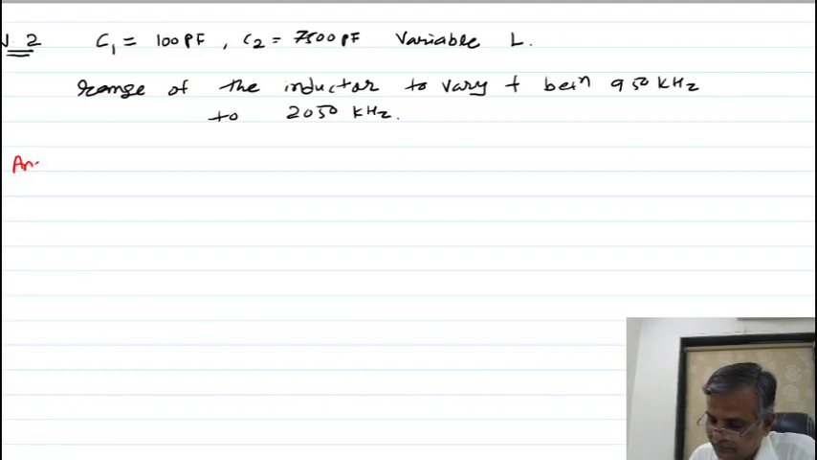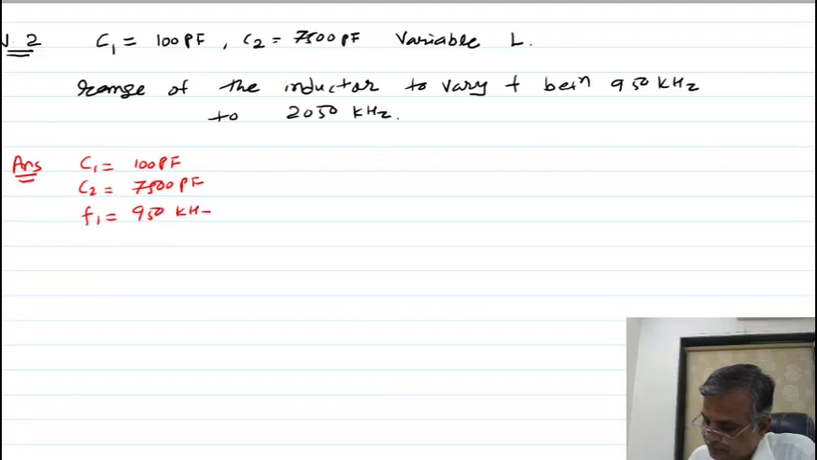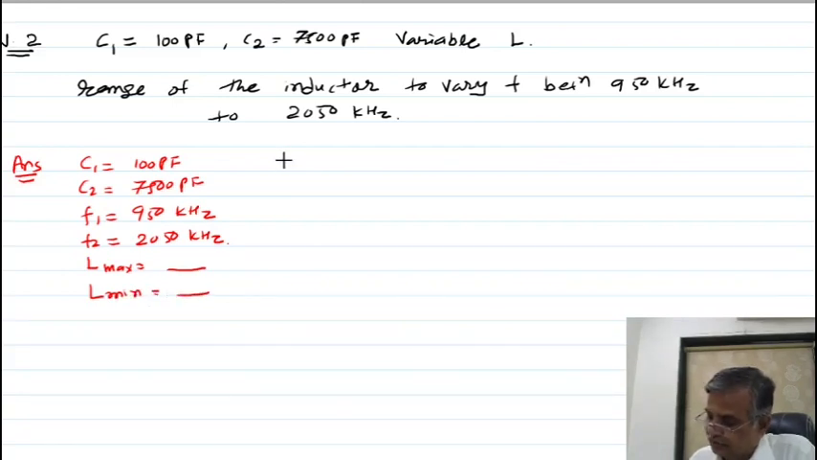Answer. C1 is 100 pf. C2 is 7500 pf. Frequency F1 is 950 kilohertz. F2 I am writing 2050 kilohertz. Find the value of L maximum and L minimum. Range means this.